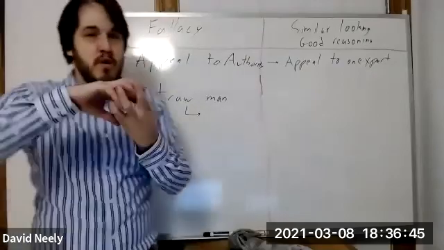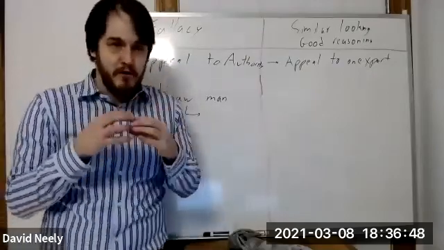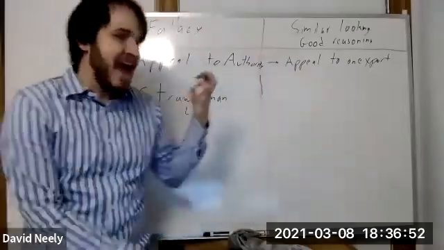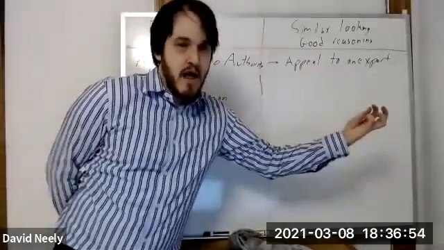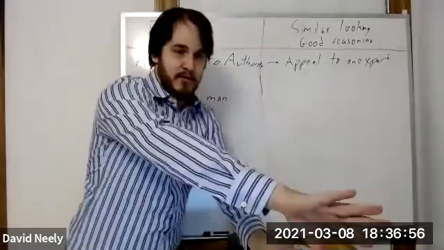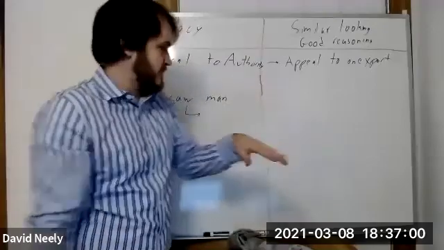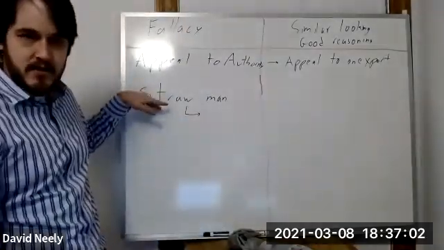So what you do is you replace the person's actual views with something that's similar and more extreme. And then you attack the extreme view to try to discredit the person's actual views. So it's a bait and switch sort of approach. So that's what a straw man is.